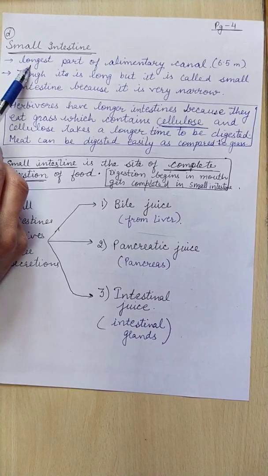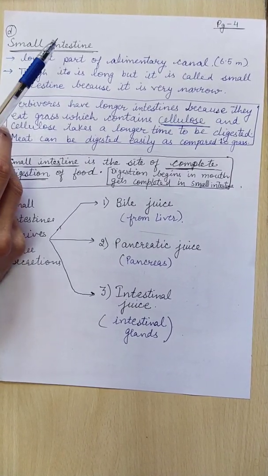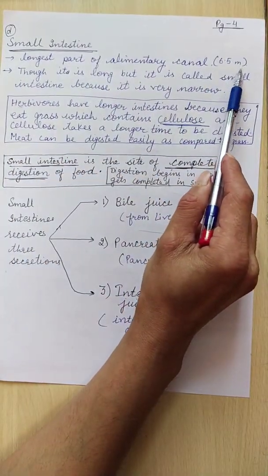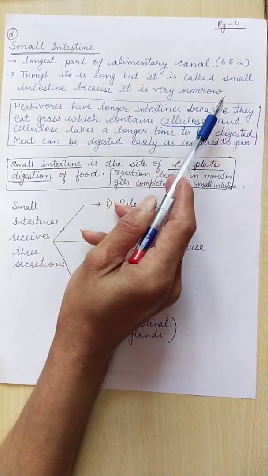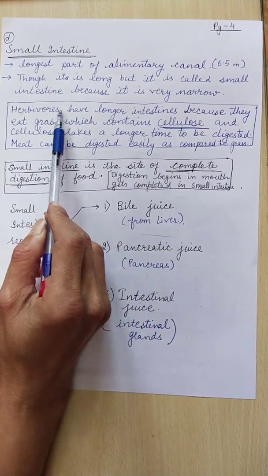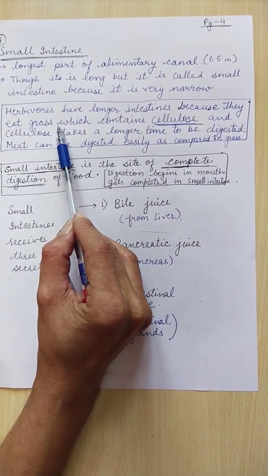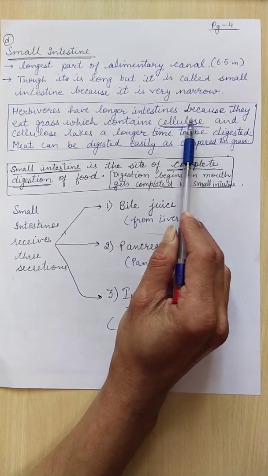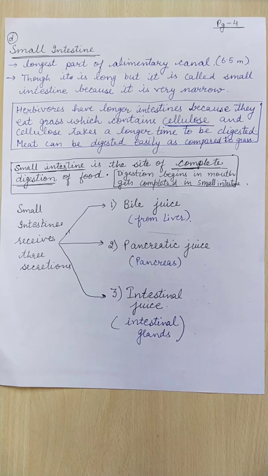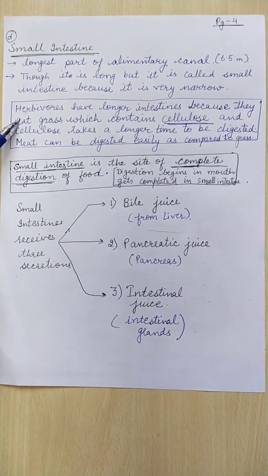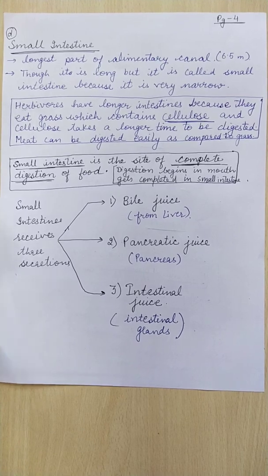The small intestine is actually the longest part of the alimentary canal. The entire alimentary canal is almost 9 meters long, but this small intestine is 6.5 meters. Though it is long, it is called small because it is very narrow. Remember that herbivores have longer intestines as compared to carnivores because these herbivores eat grass, and grass contains a complex substance called cellulose, and cellulose is not easily digested. It takes a longer time to be digested. The question was asked in the previous year exam also, why herbivores have longer intestines.